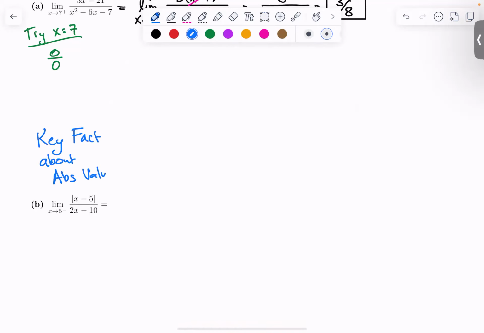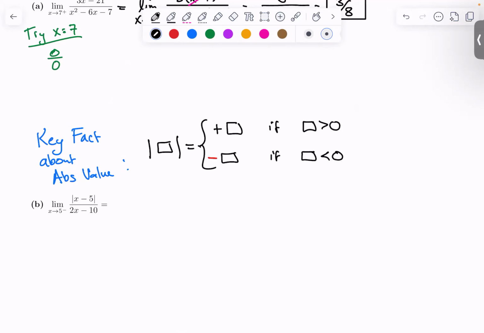ABS value. The absolute value of something is equal to one of two things. It's either equal to the positive version of the thing if the thing is positive, but it's equal to negative the thing if the thing is negative. That's weird to look at, especially in these generic terms. I'll give an example in just a moment, and we'll practice this a couple times.